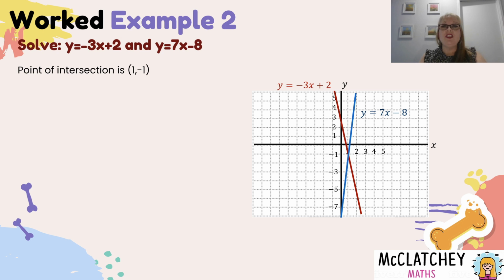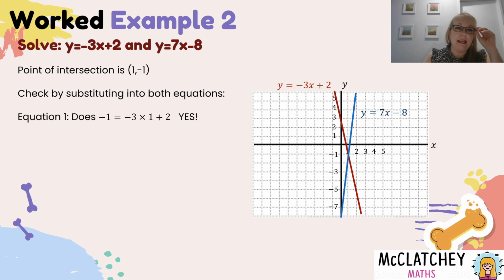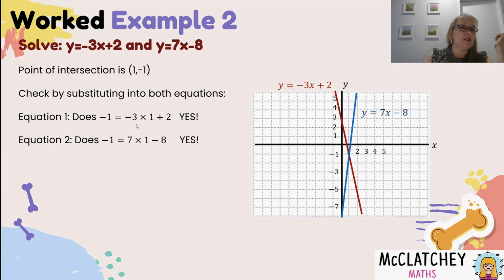And once again, you can check your work. So firstly, substitute in x and y into each equation. So -3 times 1 makes -3, plus 2 makes -1. Yes, I've satisfied that first one. And secondly, I'm going to ask myself, does -1 equal 7 times 1 take away 8? 7 times 1 is 7. Take away 8 makes -1. Yes, I've got the solution.